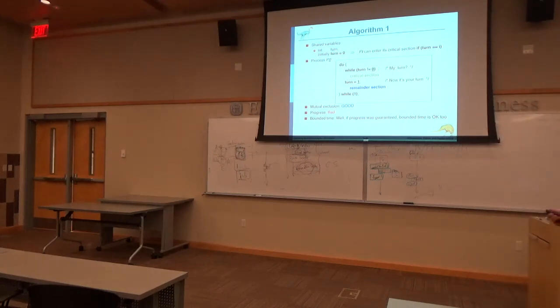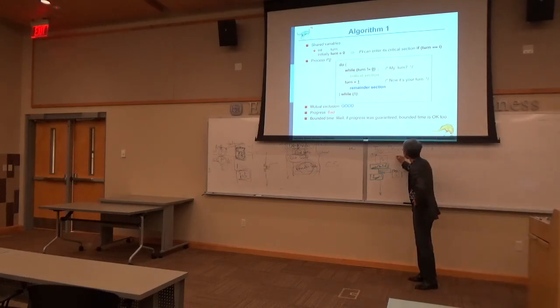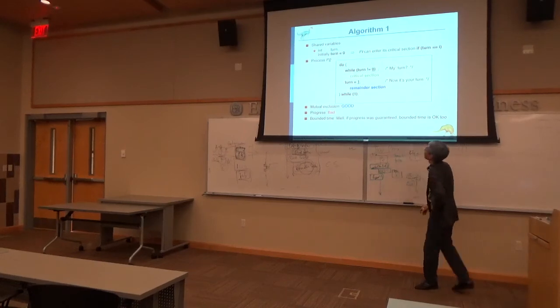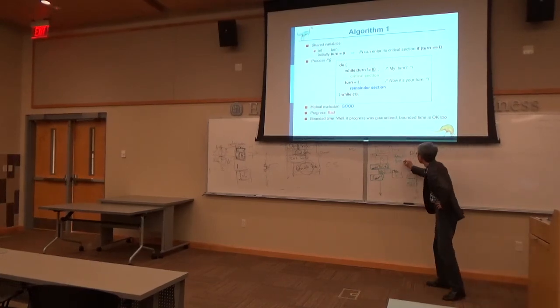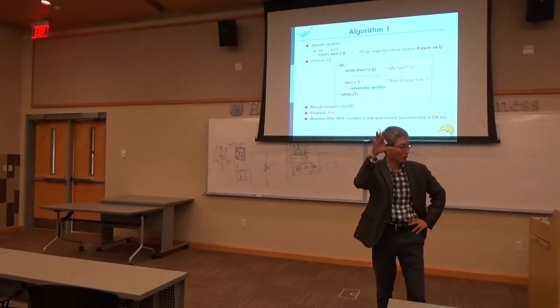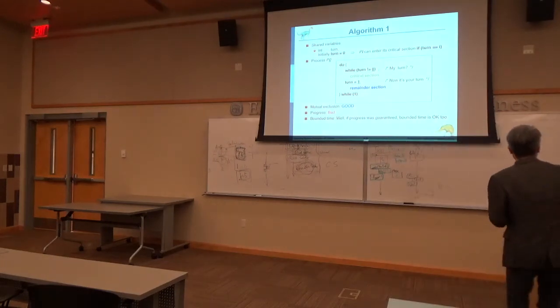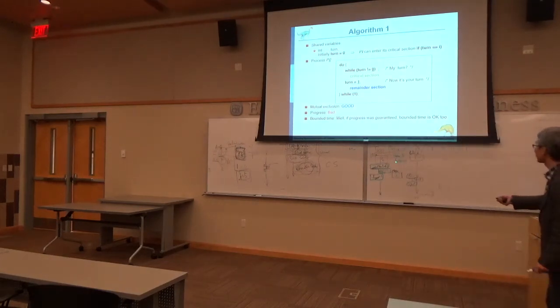So we are going to use one shared variable, turn. Turn is the shared variable. The meaning is: who is going to use the shared data? Whose turn is it? If turn is 0, process 0 is using it. And if turn is 1, it's process 1 that is using it.